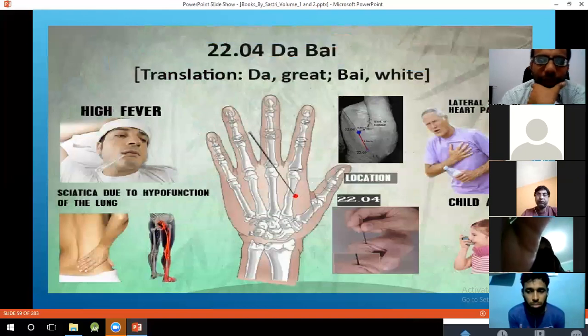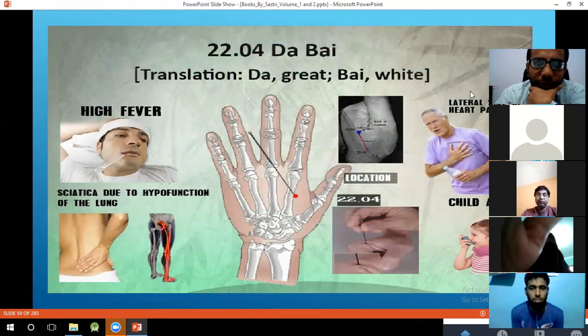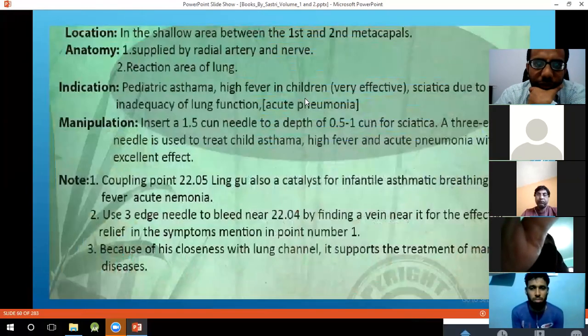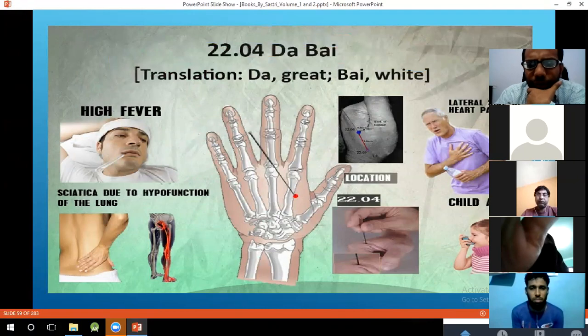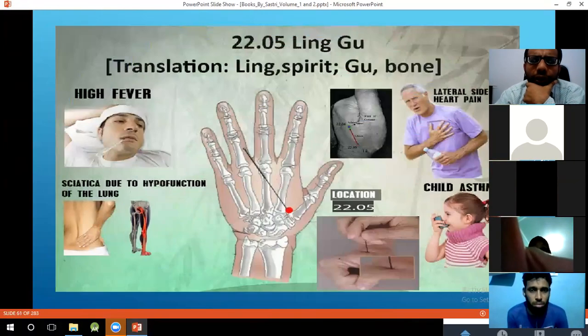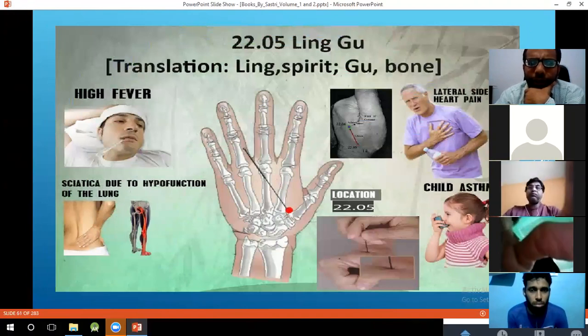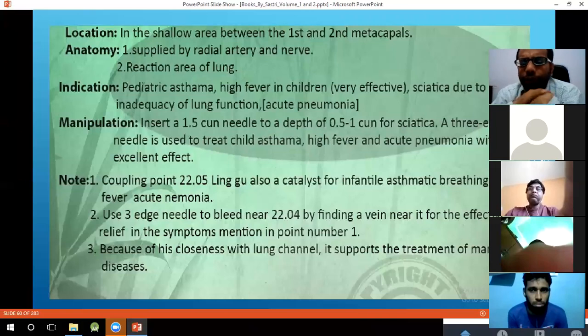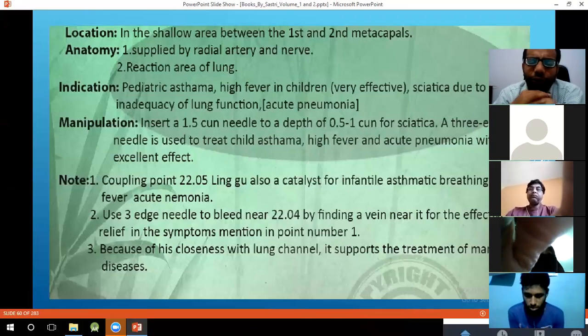Now comes the Lingu Dabai, 23. It's a very good point. It works in a large number of problems. I will take a separate class for the Lingu Dabai combination. This Lingu Dabai is a very good combination. It works in a large number of problems. Atypical structures also you can derive from this.